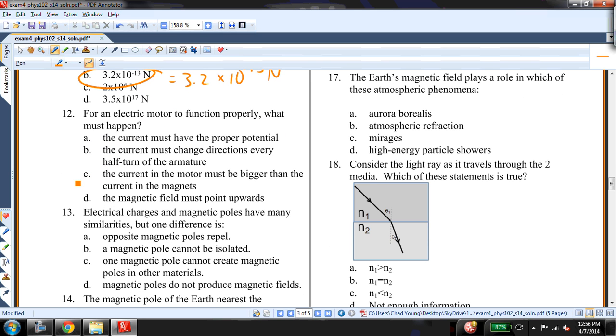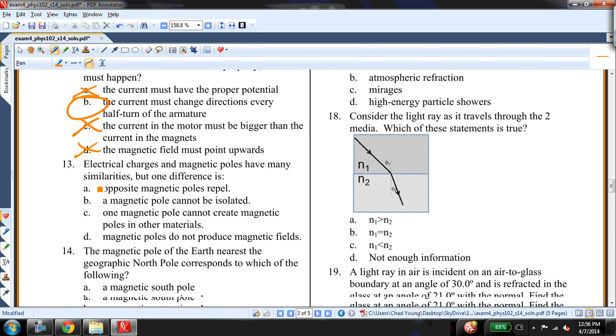For an electric motor to function properly, what must happen? Let's see, the current... that doesn't make any sense. The current must change directions every half turn of the armature. Okay, that is correct. Let's look at these others. The current in the motor must be bigger than the current in the magnets. Again, that doesn't really make sense. And the magnetic field must point upwards. Okay, it might point upwards, but not necessarily.